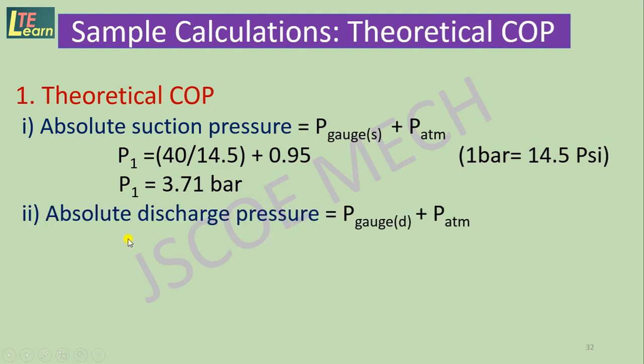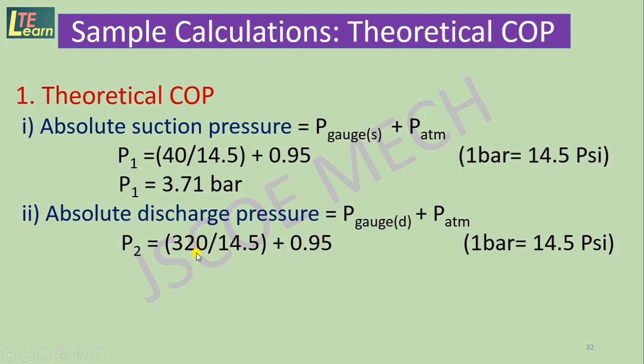Similarly, the compressor discharge pressure, that is the absolute value, is calculated by taking the discharge gauge pressure in PSI, converting it into bar, plus atmospheric pressure. So the value of P2 we get in bar.